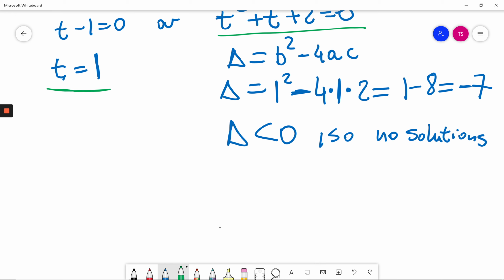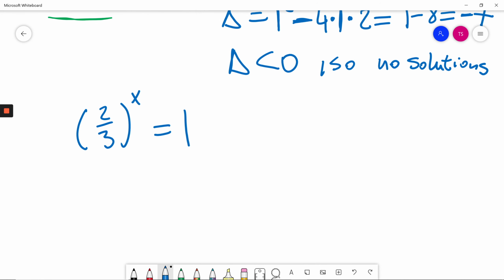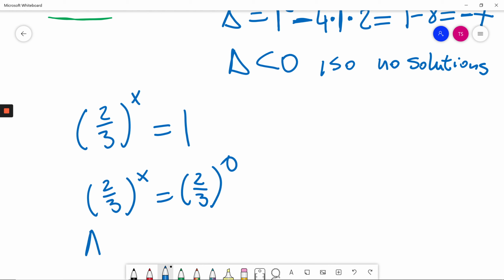t is equal to 1 and t was 2/3 to the power of x. This is equal to 1. So solving this, I have 2/3 to the power of x is equal to 2/3 to the power of 0. So the answer for this question will be x equal to 0.